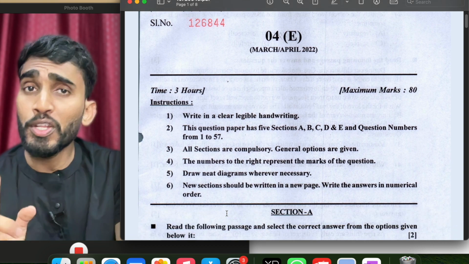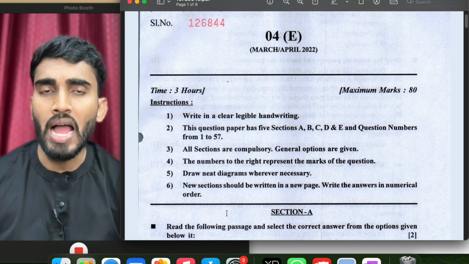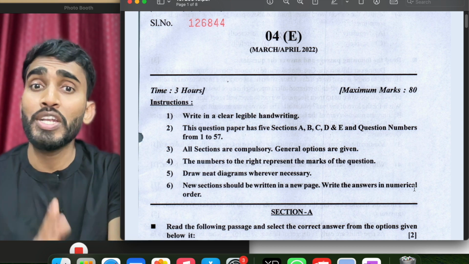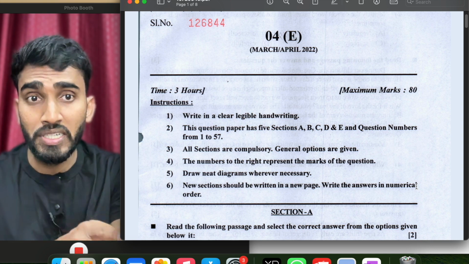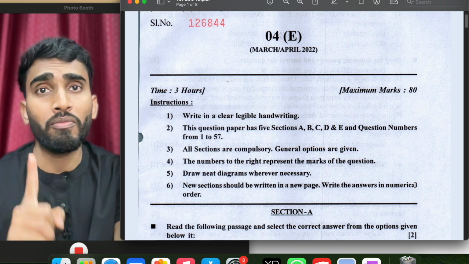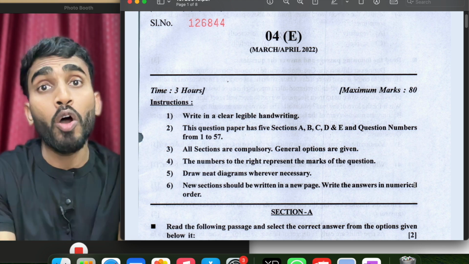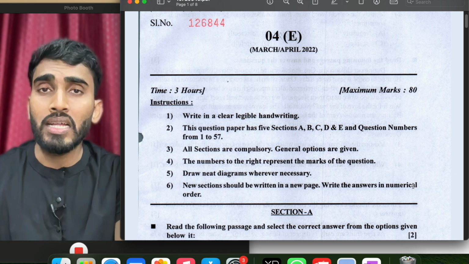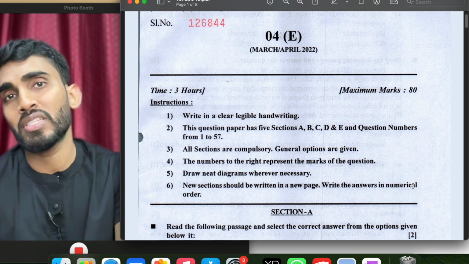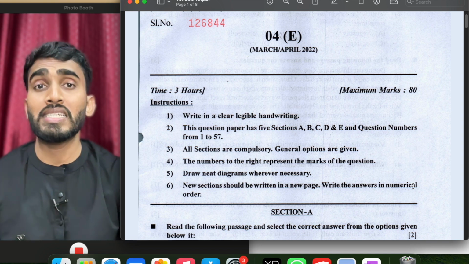Always remember that you have to start the new section from new page only, and you have to write the answers in numerical order only, which is written here in the English question paper. That means you have to start from first question, then the second question, then the third question, and so on. You will end the answer sheet by the last question, that is 57th question. Let us now start with section A.